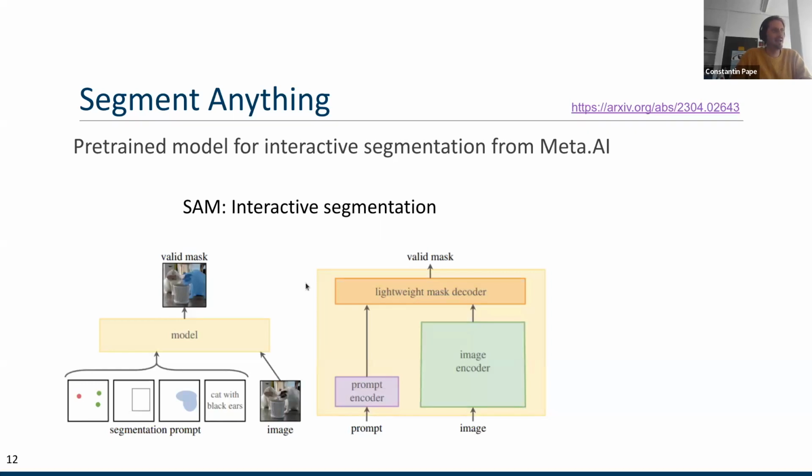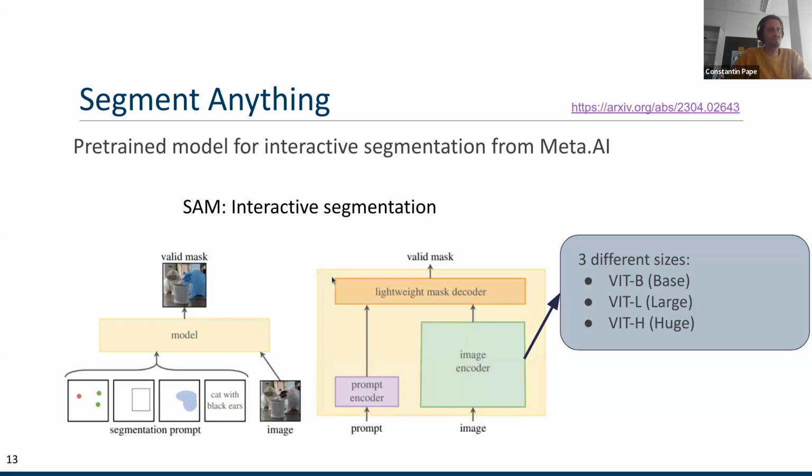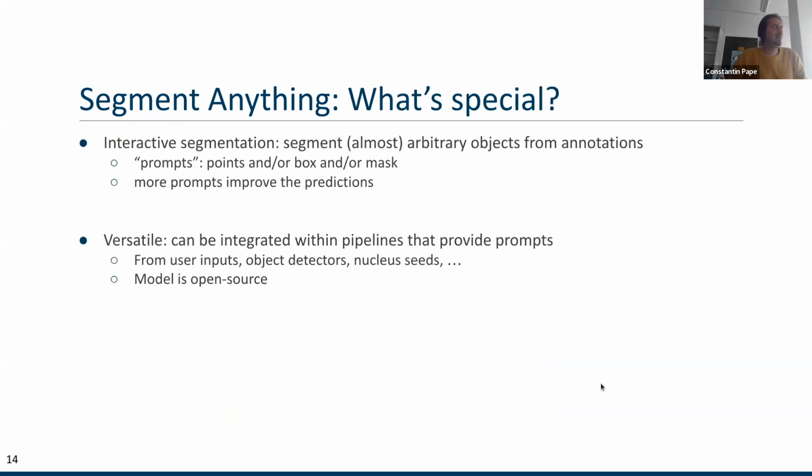So this is the basis of this model. It's actually a fairly straightforward architecture. Just as a bit of a detail, because this will become relevant later, the model comes in 3 different sizes, which correspond to different sizes of its image encoder, from base, the smallest, to huge, the largest. And now with this, we have this model that enables this interactive segmentation.